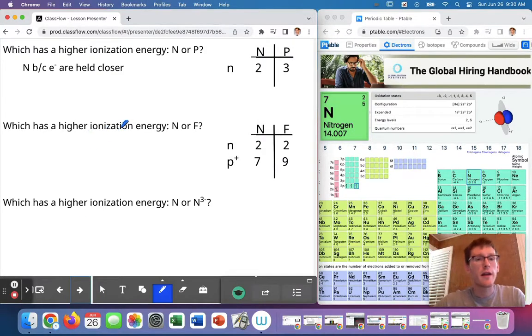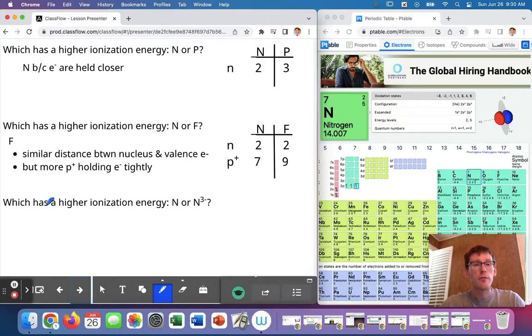Next, we'll consider the ionization energy comparison with nitrogen and fluorine. They both have the same number of shells, as we previously discussed, and fluorine has more protons. So we can say that because fluorine has more protons that will hold the electrons more tightly, fluorine has a higher ionization energy. In this case, it's almost like nitrogen and its valence electrons are separated by about this much distance, and fluorine's nucleus and valence electron will be separated by not very big of a different distance.